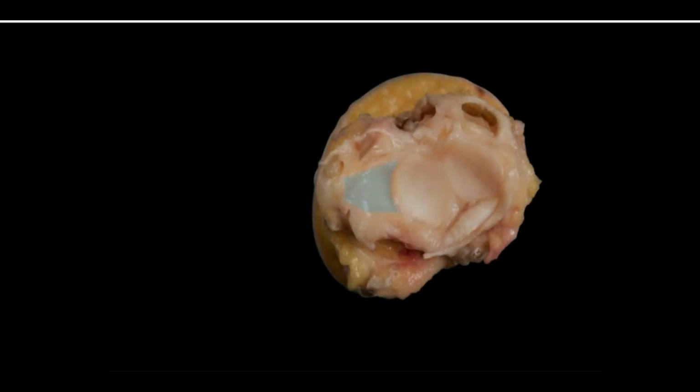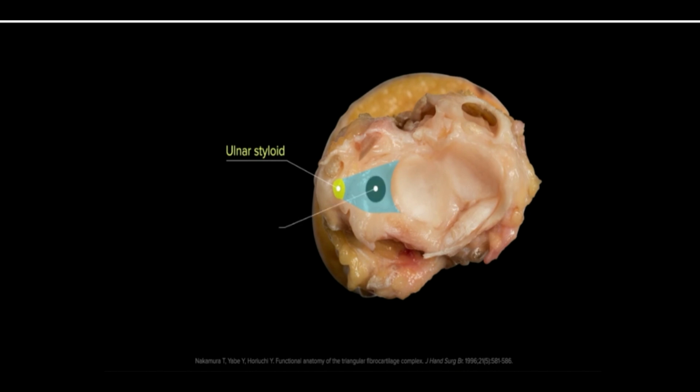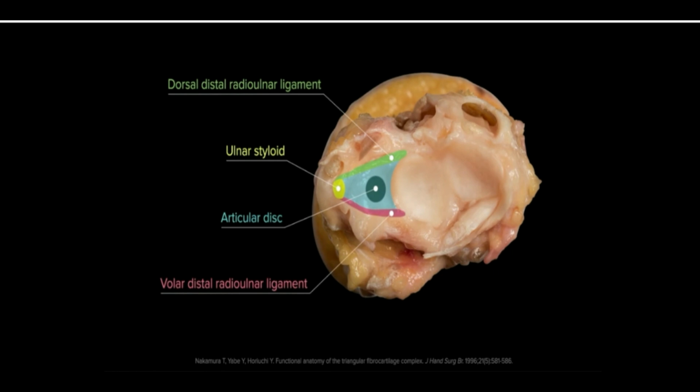Let's focus in on the TFCC and its attachment to the ulnar styloid. There are several different structures that comprise the TFCC. The central portion is called the articular disc, flanked by the dorsal distal radioulnar ligament. Here we see only the superficial portion of this ligament. On the palmar side lies the volar distal radioulnar ligament and its superficial portion. Both of these ligaments attach to the ulnar styloid.